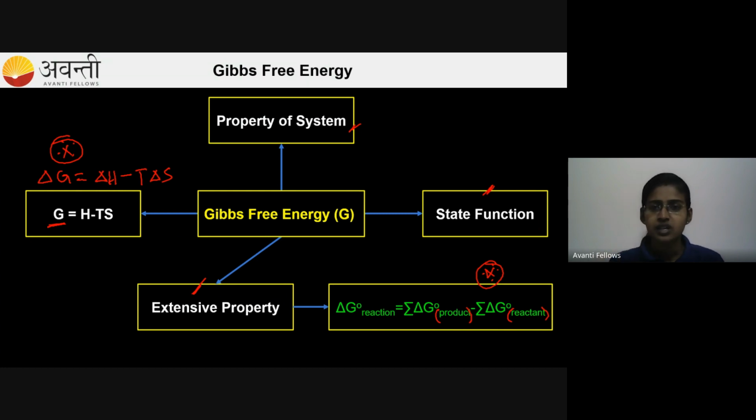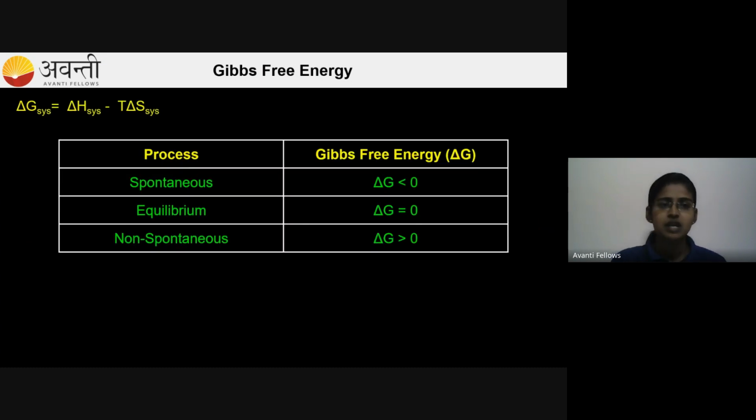Fine. Shall we move on to the next slide? We will start with this formula. Delta G is equal to delta H minus T delta S. So this was the formula which I was talking about, a very important formula.